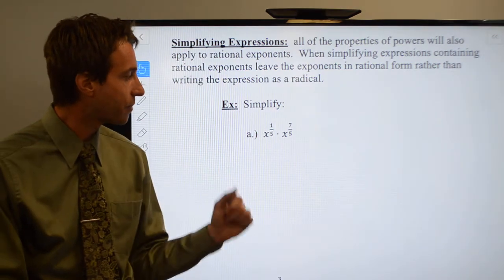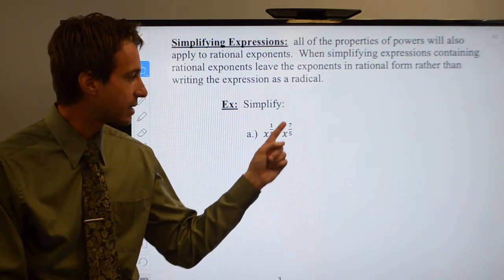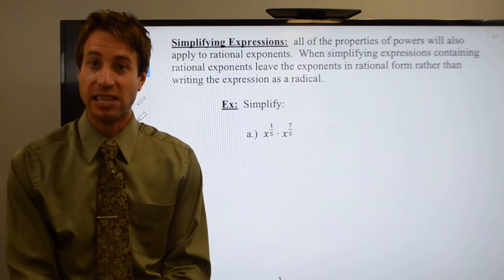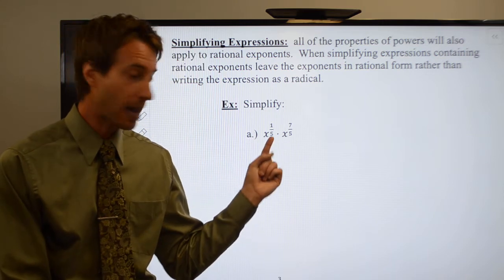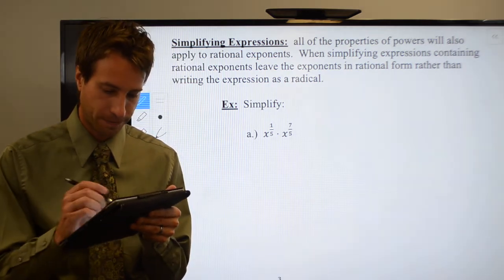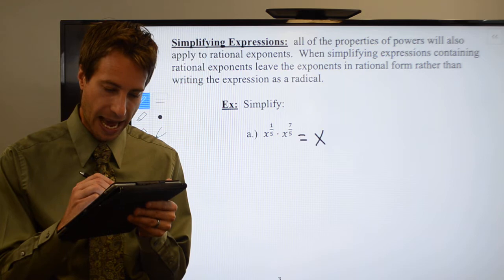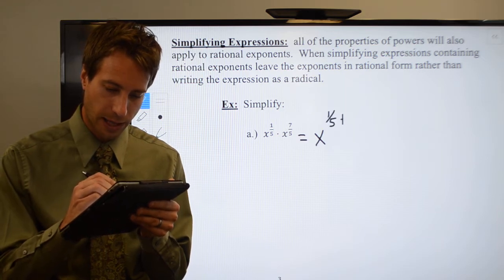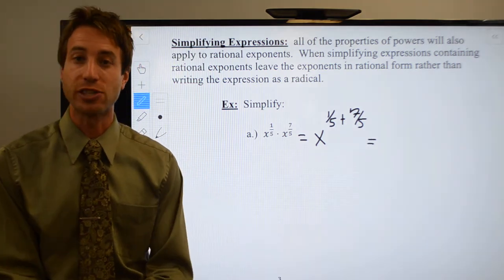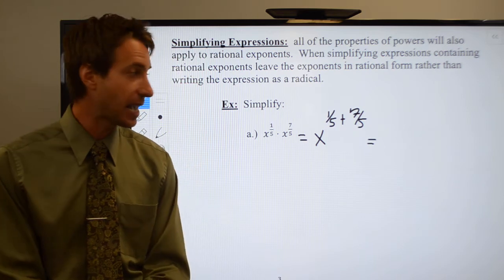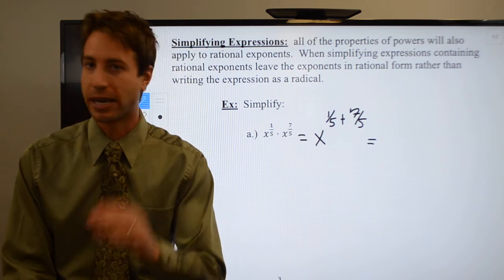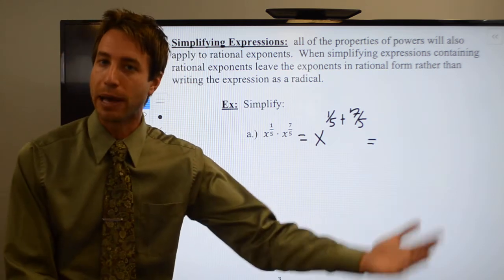The first one I want you to simplify is x to the 1/5 times x to the 7/5. The reason I've given you this one is that the property of exponents says if the bases are the same and they're multiplied, you add exponents. So let's do that. This is going to be x to the 1/5 plus 7/5. In order to add fractions, the denominators have to be the same. If they weren't, you would get a common denominator, which you guys know how to do, and then you would be able to add your fractions.